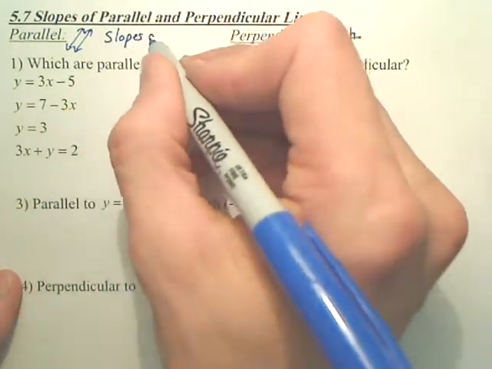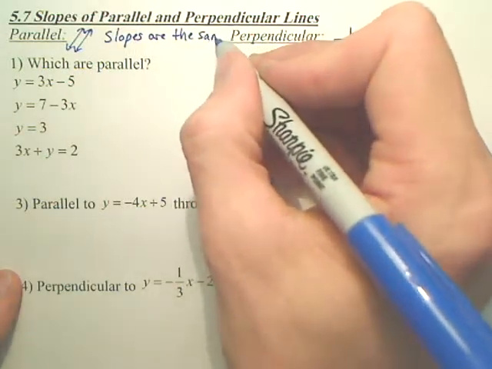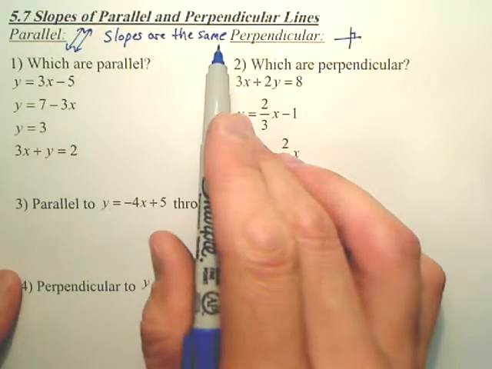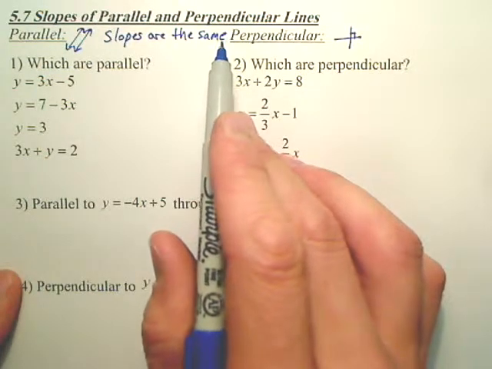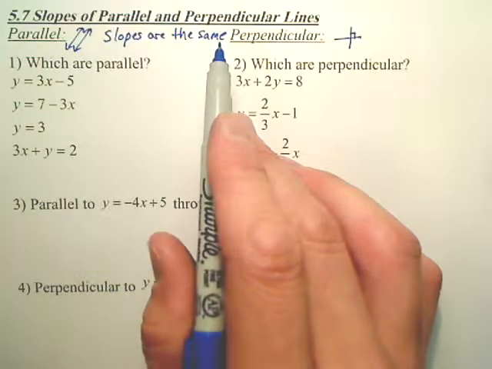slopes are the same. If two lines are parallel, the slopes are the same, and I'll show you that in a little bit. But if two lines are parallel, they have the same steepness.